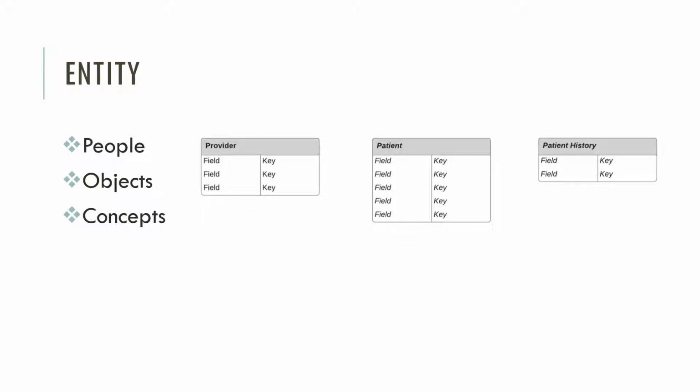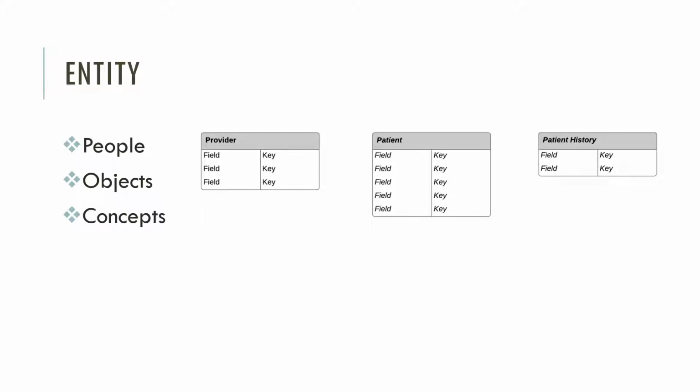Let's start with entities. Entities can be people, objects, and concepts. So back to that earlier example about the lung cancer screening database. An entity in that example could be a provider, patient, or patient history. These three tables describe the type of information that we would want captured in the database.